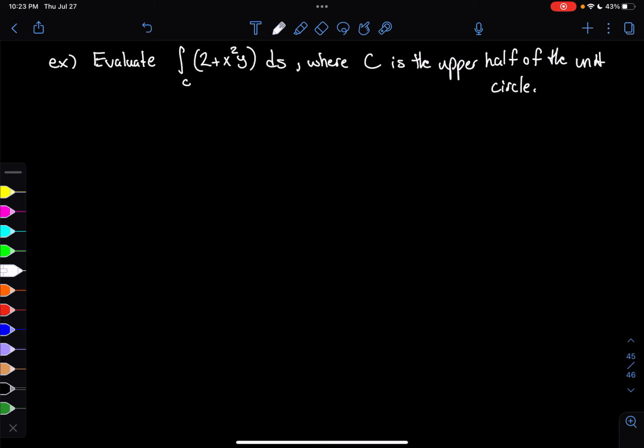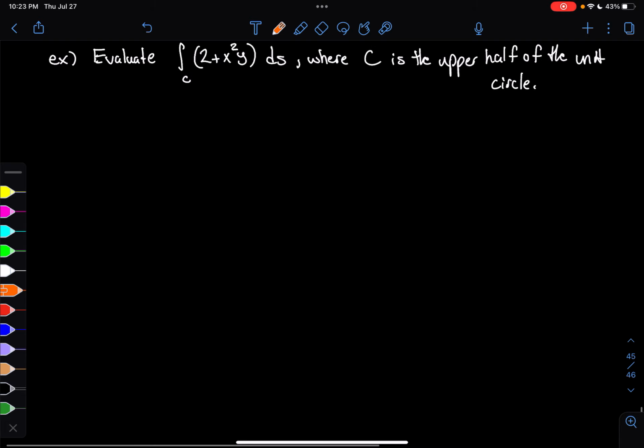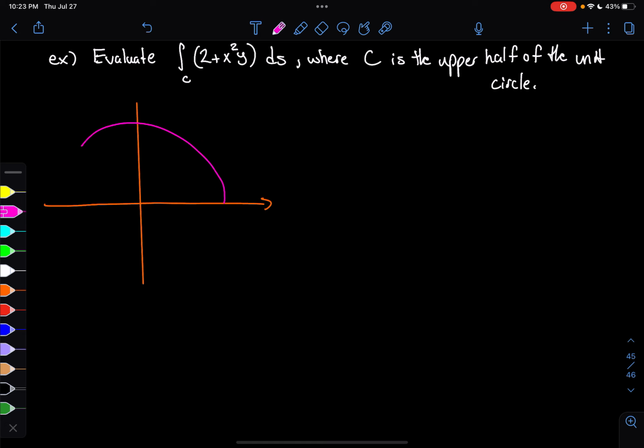Okay, so let's do this. This isn't so bad. Okay, so let's sketch our little path, right? We're talking about the upper half of the unit circle. Awesome. So something like this, okay? And let's say that our path is going this way. We'll talk about the fact that orientation here actually matters, and orientation is the direction that we're going. But let's talk about this.